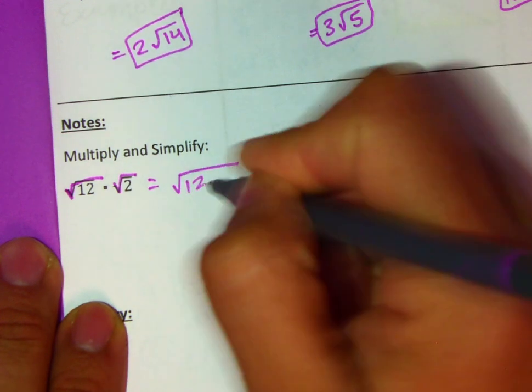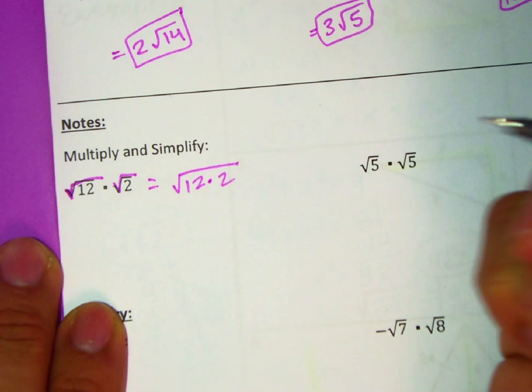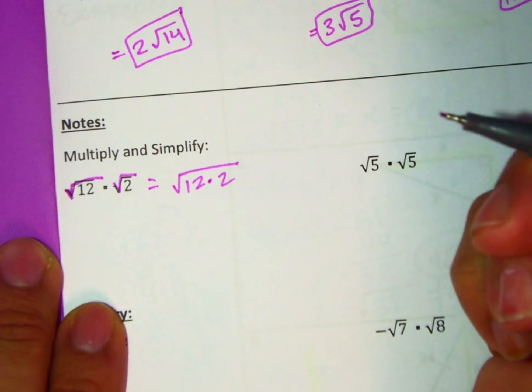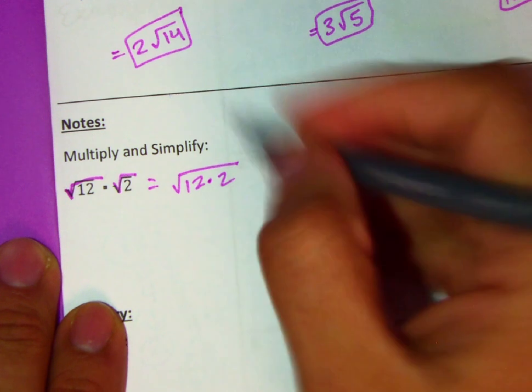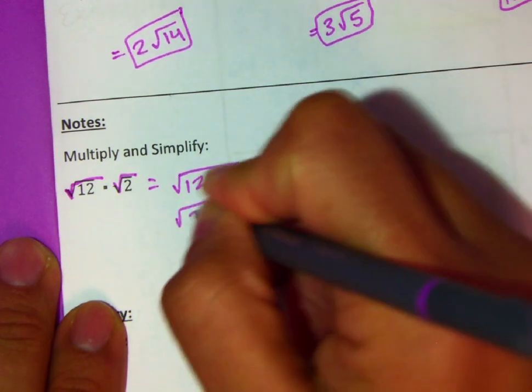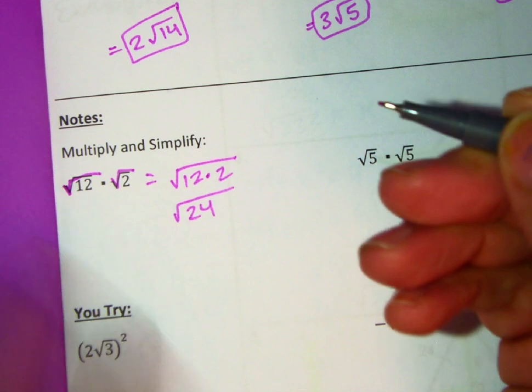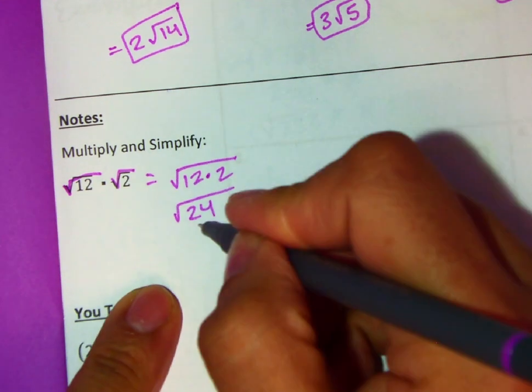on the inside of the radical. So square root of 12 times square root of 2 will become square root of 12 times 2, which equals square root of 24. So you're trying to also break this down to simplify it like you did on the ones above.